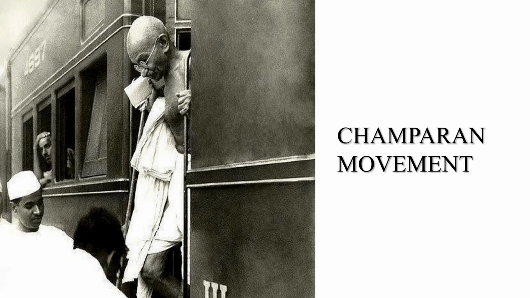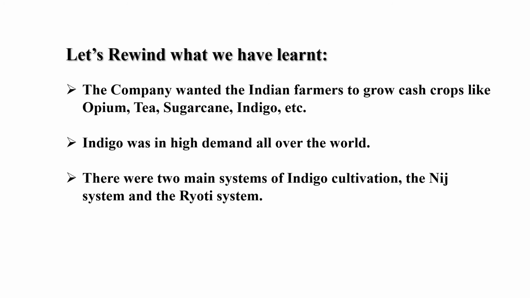After his return from South Africa, Mahatma Gandhi visited Champaran to see the indigo cultivators' plight. His visit marked the beginning of the Champaran movement against the indigo planters. Let us summarize what we have learned today. The company wanted the Indian farmers to grow cash crops like opium, tea, sugarcane, indigo, etc. Indigo was in high demand all over the world because of the rich blue color that it produced. There were two main systems of indigo cultivation, the nij system and the ryoti system.